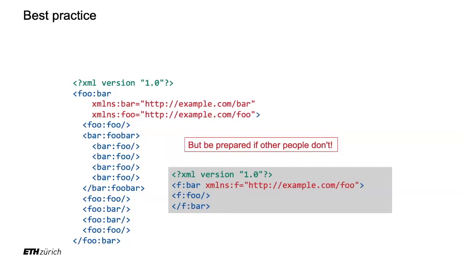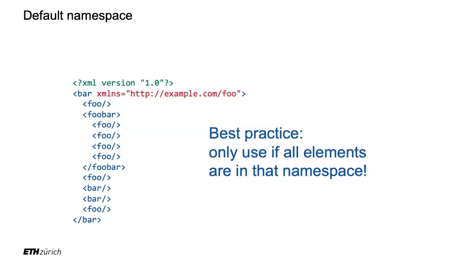But of course, if other people didn't, you need to be prepared for that. So for example, here we had the namespace example.com/foo is associated with prefix foo here and with prefix f here. That should be fine. You just understand that the prefix is irrelevant and it's the same document. Right? Okay.